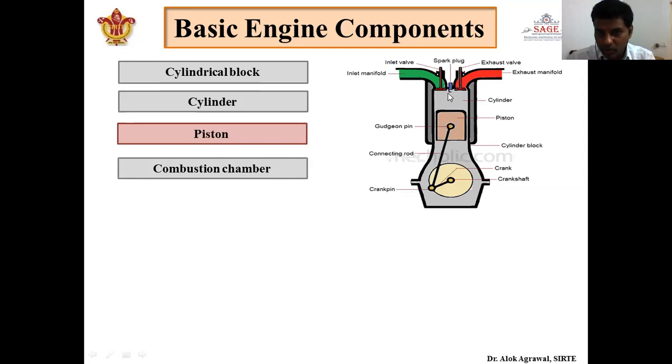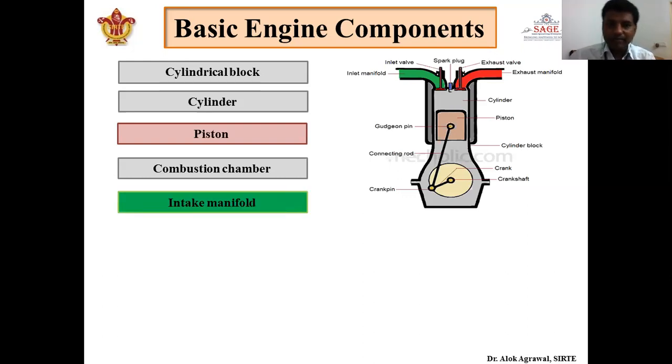The top portion of the cylinder we call the cylinder head. So the space available between the upper portion of the piston and cylinder head is called combustion chamber. This is a variable volume portion. The volume of this combustion chamber will continuously change when the piston moves from top to bottom and from bottom to top. It is not a fixed quantity portion. That is combustion chamber. Next one is intake manifold.